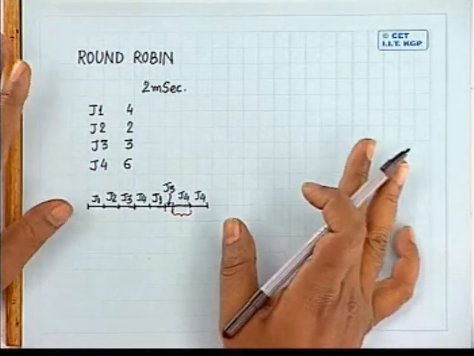So this is how the round robin scheduling will work. And here you find that I didn't give any priority to any of the jobs, neither to a job which requires minimum CPU burst time, nor to a job which has been set to a higher priority by either the user or the administrator. So all the jobs are treated equally in round robin scheduling.